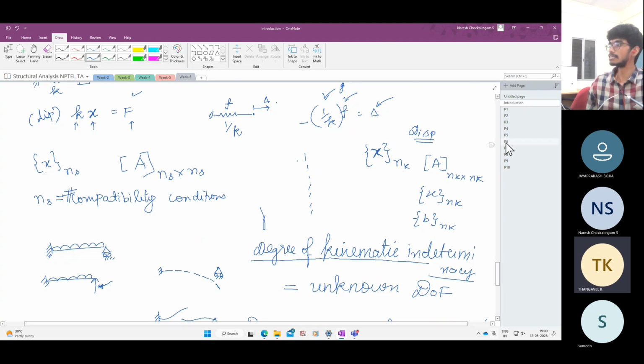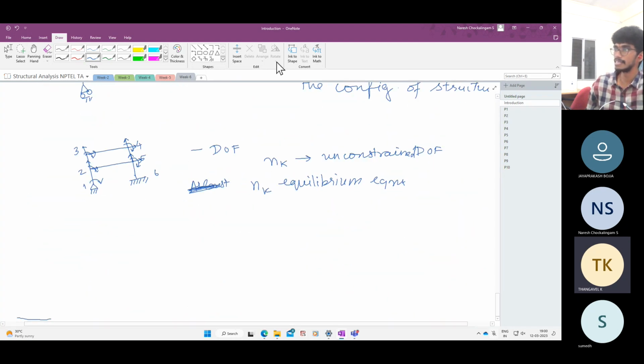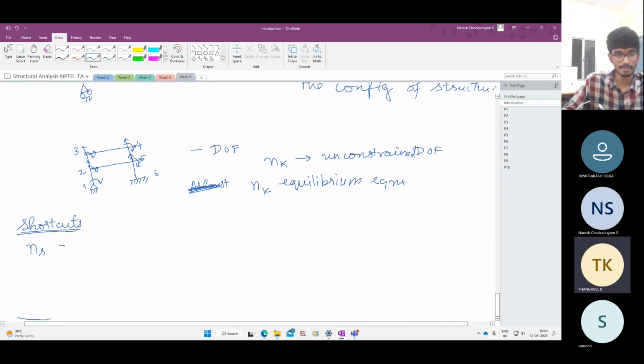Now there are some shortcuts to determine the degree of static indeterminacy for any structure and also the degree of kinematic indeterminacy. But I would like to warn you that these shortcuts may not always work. As we will see in some of today's problems, you need to think beyond these shortcuts to solve the problem correctly. But in most general structures, where there is not any exotic member in between, you can say that the degree of static indeterminacy we can always split up into external indeterminacy and internal indeterminacy.